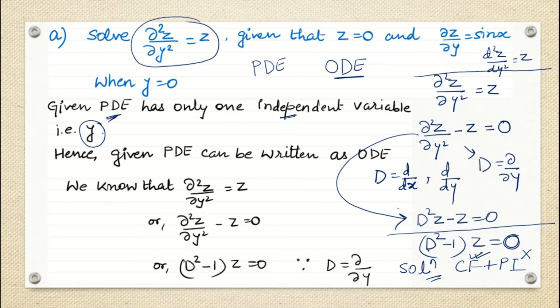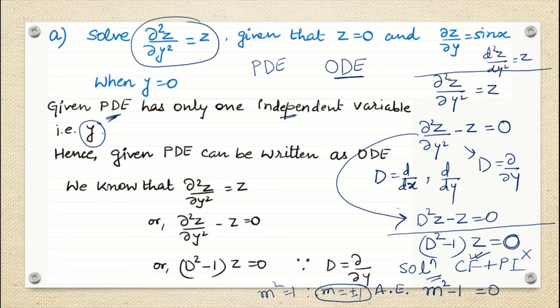Replace D with m. So I can write the above equation as m square minus 1 equals 0, and this is the auxiliary equation. The auxiliary equation does not contain the variable, that means z will not be there, and D will be replaced with m. So you get that m square is 1, that means m is plus minus 1. If m is plus minus 1, that means two roots you will be getting, because two values you are getting.